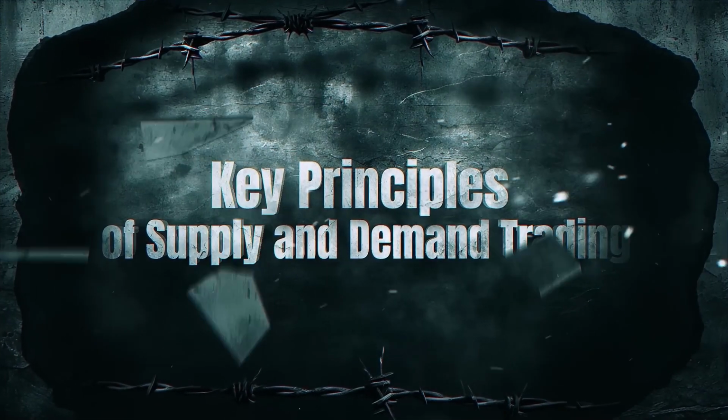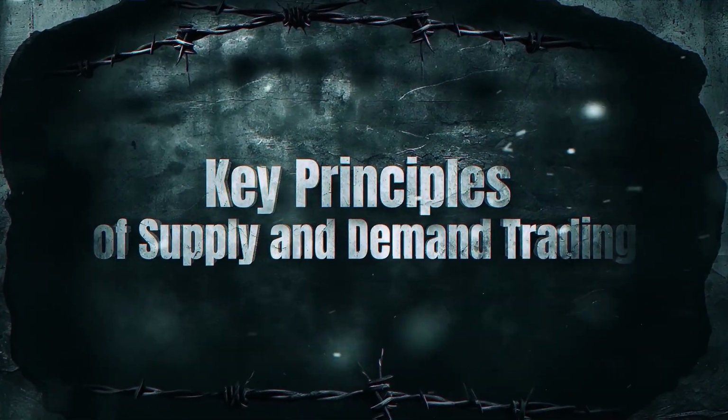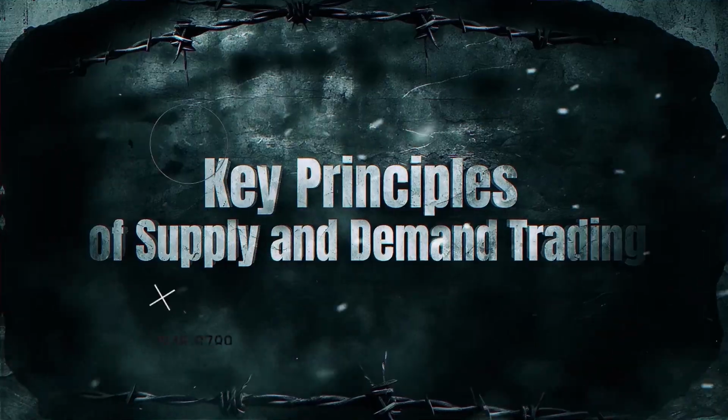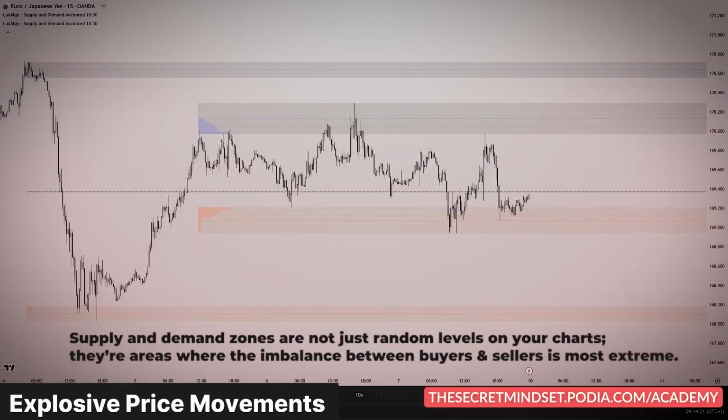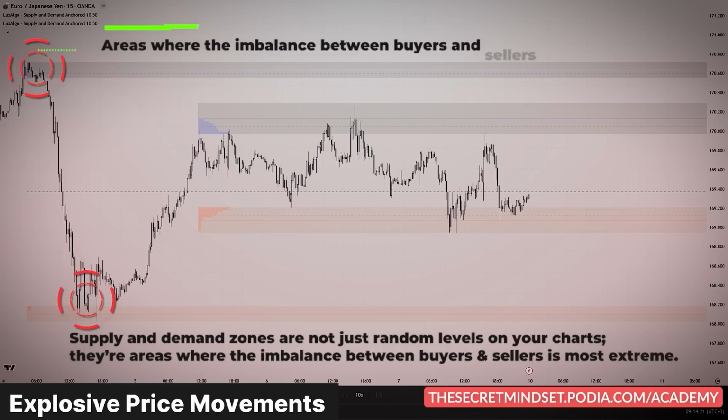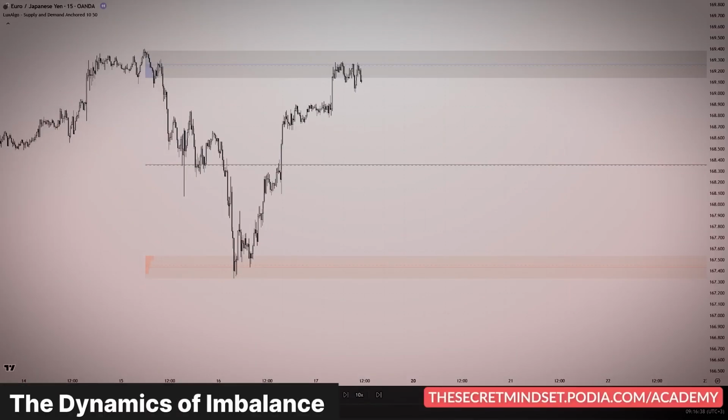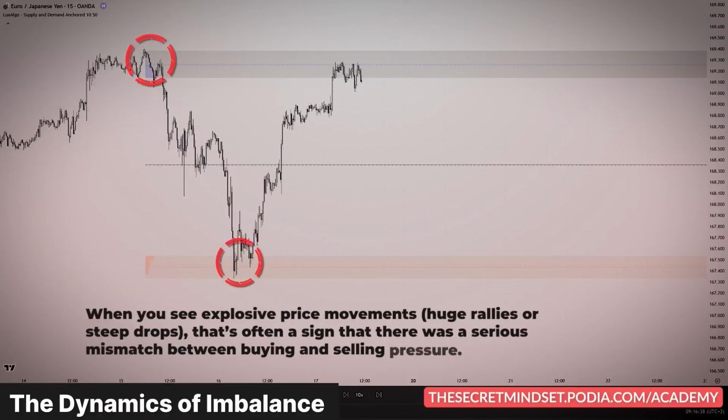Now let's talk about the key principles that make this strategy so effective. The first thing to understand is that supply and demand zones are not just random levels on your charts. They are areas where the imbalance between buyers and sellers is most extreme. When you see explosive price movements like huge rallies or steep drops, that's often a sign that there was a serious mismatch between the amount of buying and selling pressure.